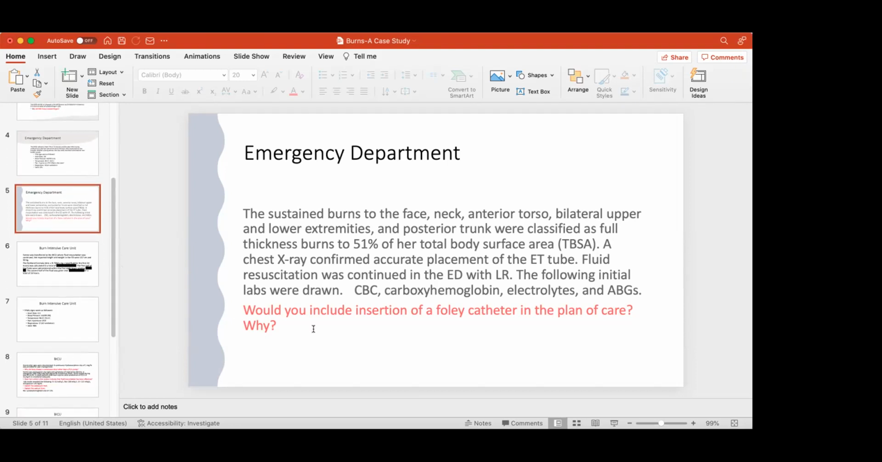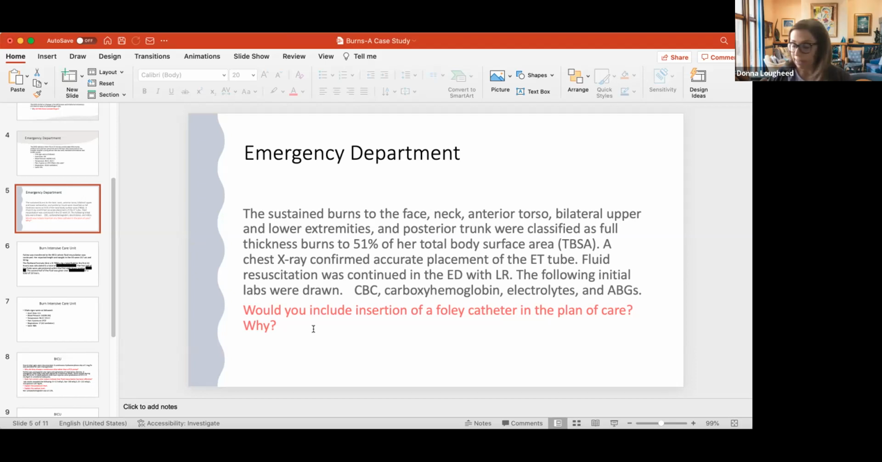Yes. I'm going to tell you that this is the one, you know, how we kind of shy away from inserting Foleys. In a burn patient, a Foley catheter is very clearly indicated because we have to see if our fluid resuscitation is effective or not. So yeah, you would.